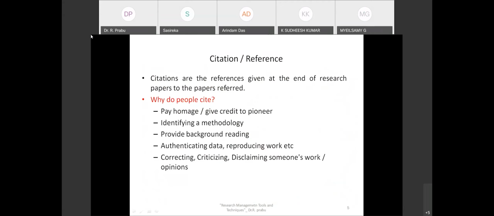Normally, when we write a thesis, we give references at the end of the thesis, and when you are publishing an article, at the end of the article we give the references we referred to in the research work, and we are giving credit to them. The reasons for citing are: to pay homage or give credit to the pioneer, identifying a methodology, providing background reading, authenticating data, reproducing work, correcting and criticizing, and disclaiming someone's work or opinions. So these are the reasons that we give citations or references at the end of the work.